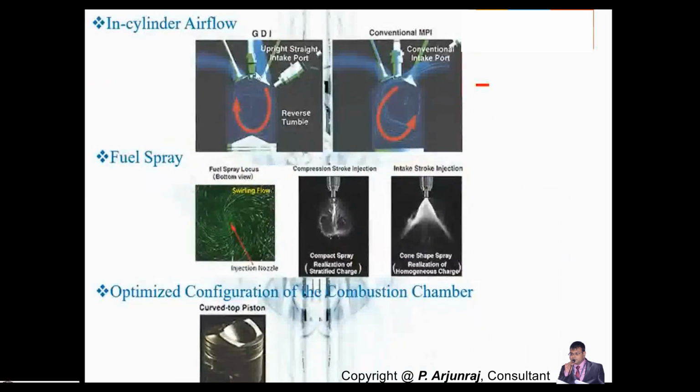This is the different configuration between the GDI and the conventional multi-point fuel injection system. So you have the cylinder airflow where you are going to inject the fuel directly into the system in the case of GDI, whereas in the case of MPFI, you are going to have the fuel injection from the port. And I told you the reverse tumble and the reverse filling is going to happen with high velocity and high pressure. So you will have a good effect, not a bad effect. And this is how the swirling flow happens.